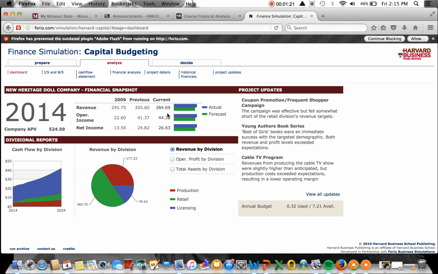So my revenue ended up being greater than the forecast. The blue is what you actually ended up making, and the green is what they believed you would make after those decisions. Your operating income and net income, mine were both greater than what they expected, so that's good. The cash flow by division kind of shows how mine are split up. Most of my profit comes from the licensing area, and the production is the same pretty much.